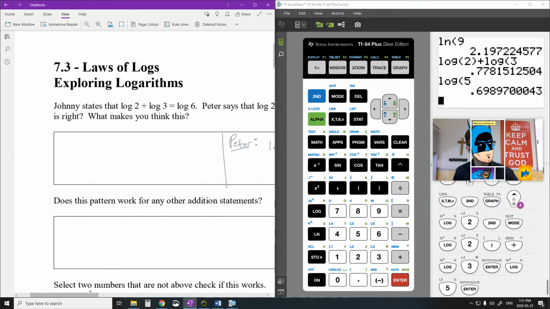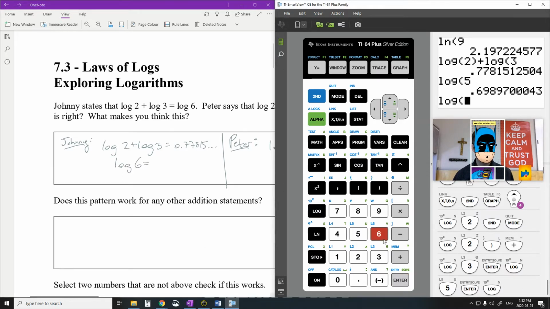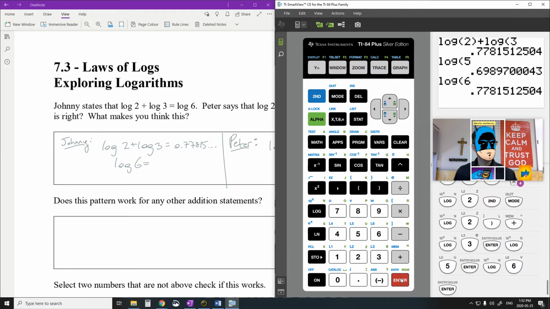Now this next one is more of a verification for Johnny, and hopefully Johnny's correct here. So log 2 plus log 3, which you already know is 0.77815... Then we're going to double check log 6. Oh, it's the same number, 0.77815... It even has all the other decimals the same too.